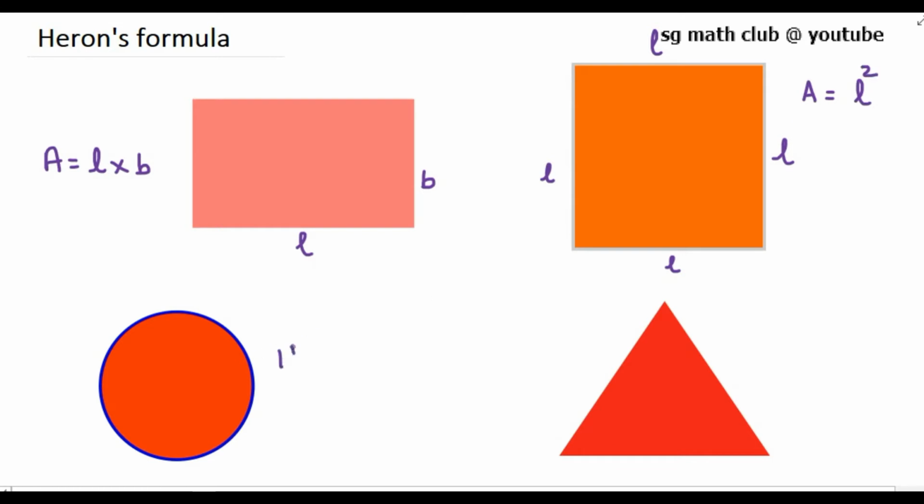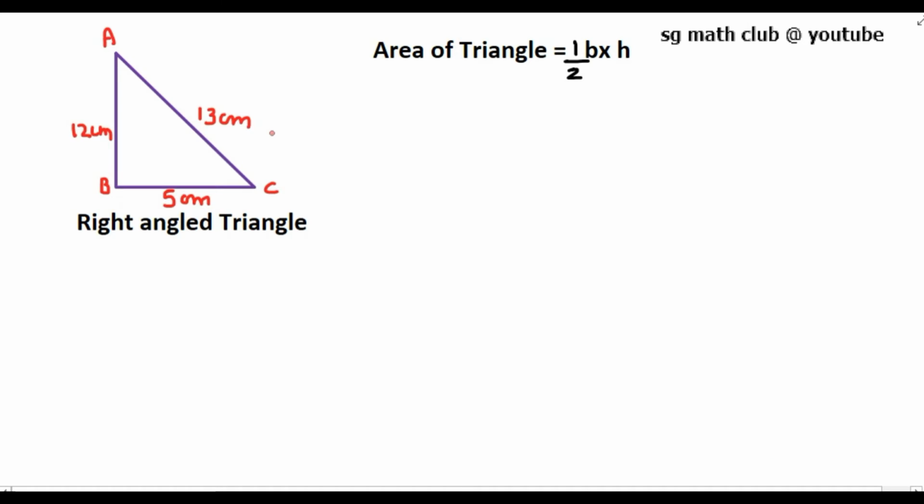Area of the circle is pi r square, where r is the radius of the circle. And same way, area of this triangle is half base into height. So these formulas you have already studied in your earlier classes. So we know that area of triangle is half base into height.